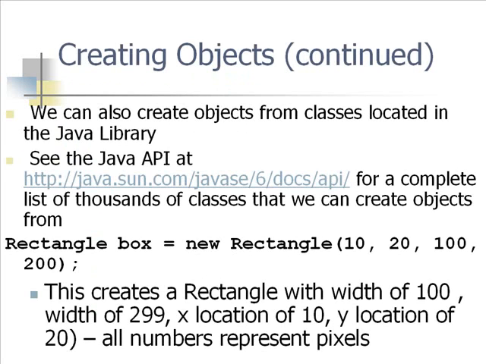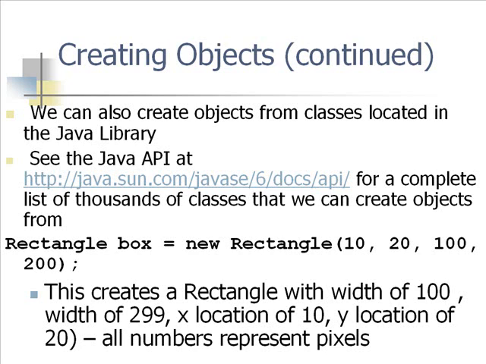Now, we can create classes like Student and use them, but there are also thousands of classes in the Java API, located at the Sun website for Java, which lists the classes that we can use and create in our programs. For example, there's a class in the Java API called Rectangle. A Rectangle can be created with the new operator, just like Student, new Rectangle, and this one takes 4 parameters: an x, a y, a width, and a height.